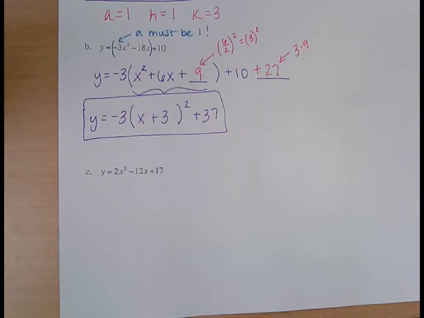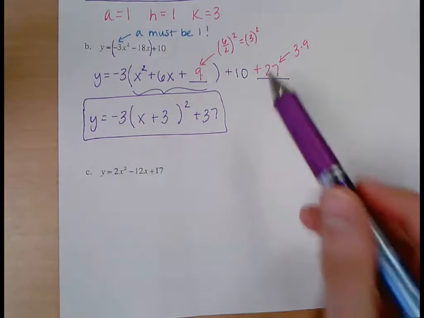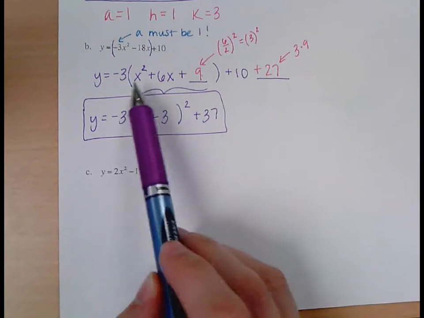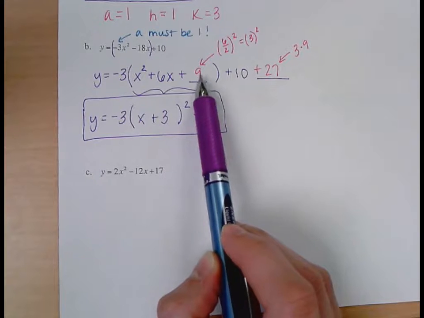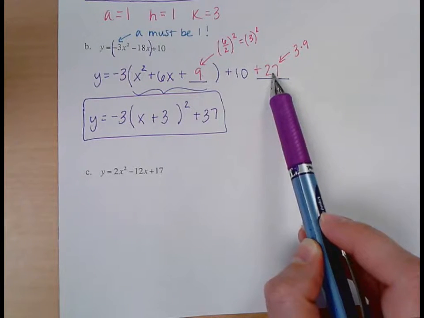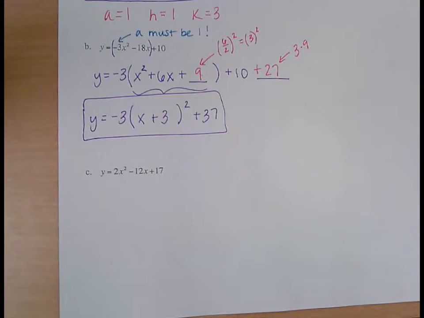Grace? Why isn't it negative? Because when I multiply these, it's negative, so to balance it, I need a positive. And it's because they're on the same side of the equal sign.